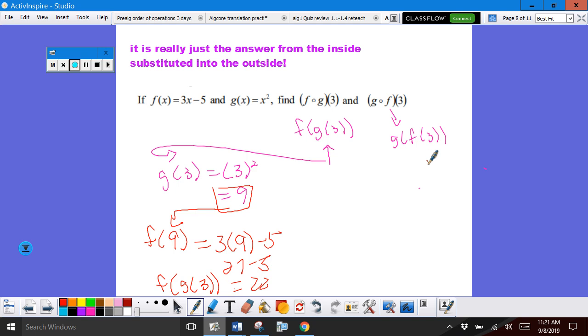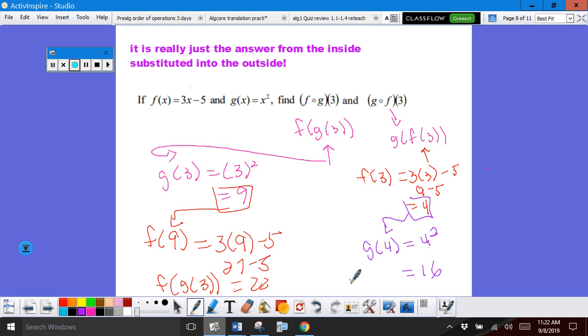Same thing on this guy, except I'm starting with f. So I have f of 3 equals 3 times 3 minus 5. So that would be 9 minus 5, which would be 4. So this time I'm using that answer as I move forward and putting it into the g. So g of 4, I'm squaring the 4. So there is my answer. So again, g of f of 4. That's how those are read. So not difficult. It just means you have to do things twice.